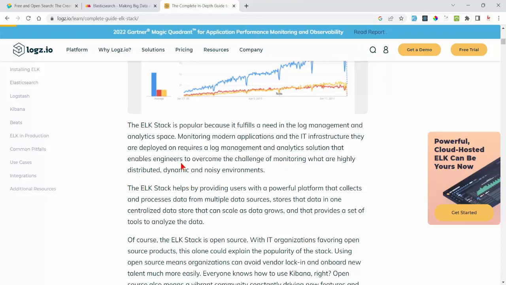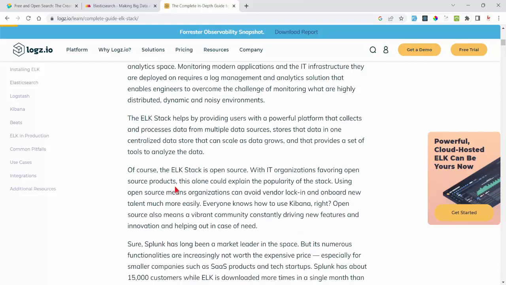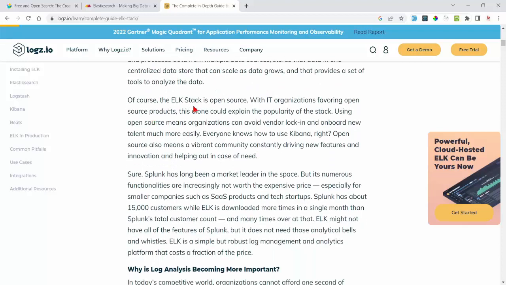That means what they are talking about is, if the data is very complex, ELK stack helps engineers or end users monitor the data in a proper way, let it be a chunk of data or real-time data. ELK stack helps by providing users a powerful platform that collects and processes data from multiple data sources that we have discussed already. ELK stack is open source and we can use it in any industry because industries support open source.